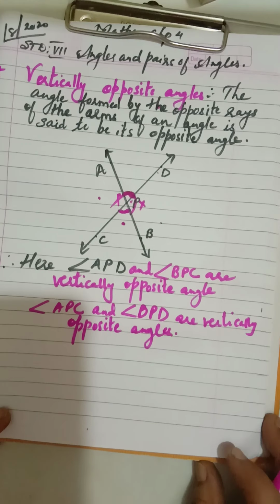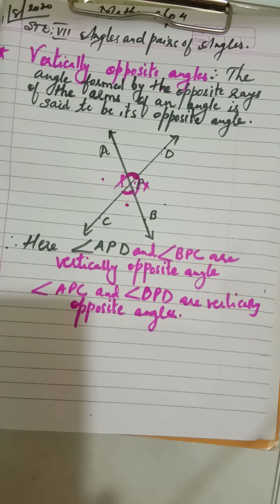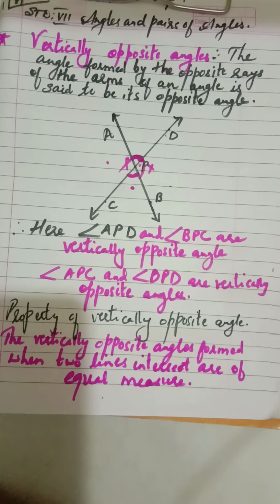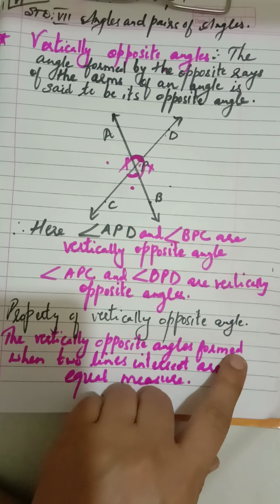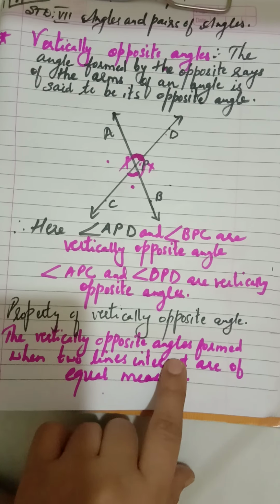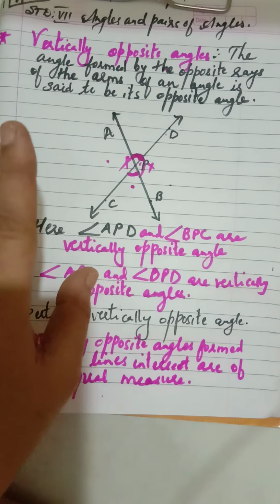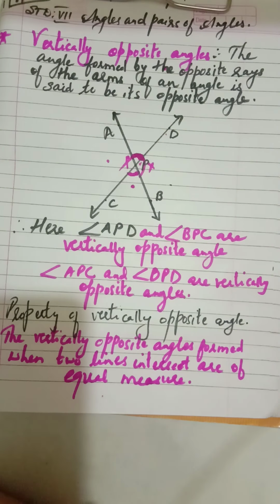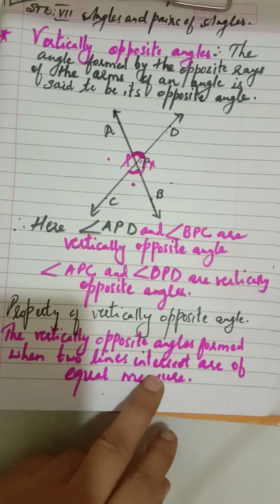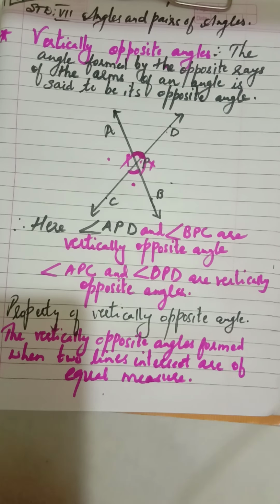Now let us see the property of vertically opposite angles. So children, now you are writing the heading: property of vertically opposite angles. The vertically opposite angles formed when two lines intersect. We have already drawn two intersecting lines and we are getting two pairs of vertically opposite angles. Now here they are saying the angles formed when two lines intersect are of equal measure. That means vertically opposite angles are congruent to each other.